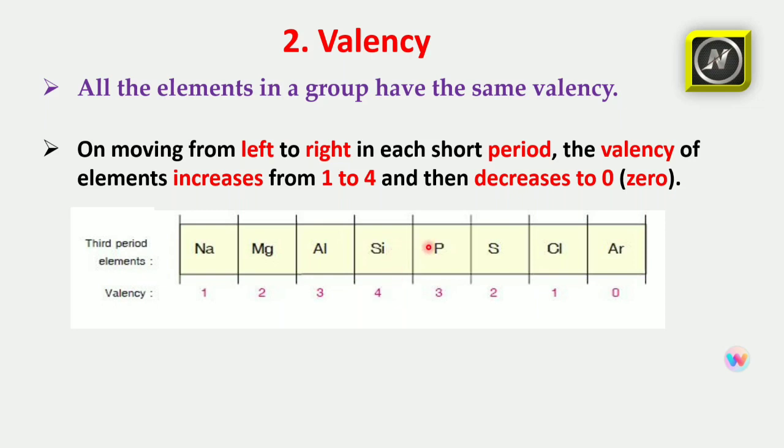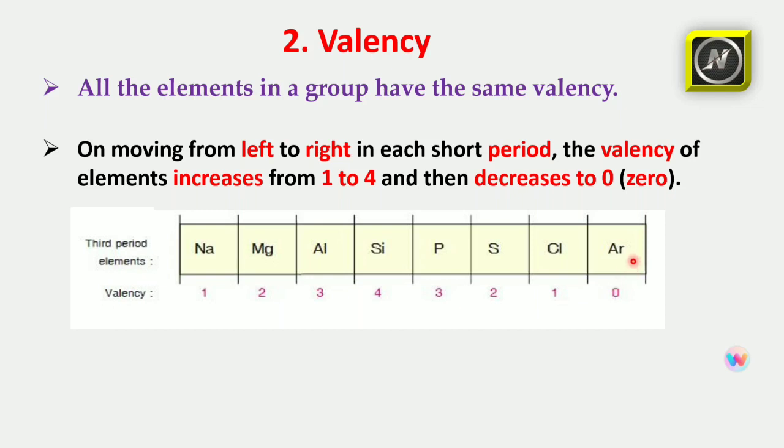But coming to the fifth to the eighth group elements, the valency of those elements is equal to 8 minus group number. This is the fifth group element: 8 minus 5 is equal to 3, the valency. Sulfur is the sixth group element: 8 minus 6 is equal to 2, the valency. Chlorine is the seventh group element: 8 minus 7 is 1, valency 1.